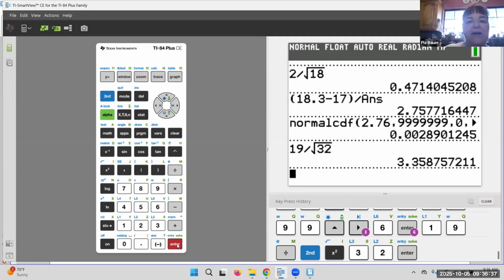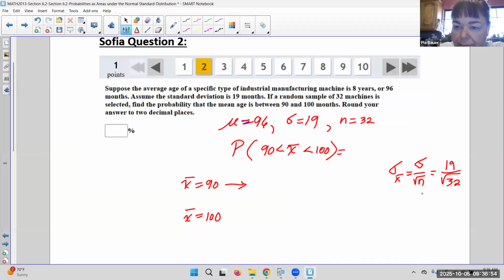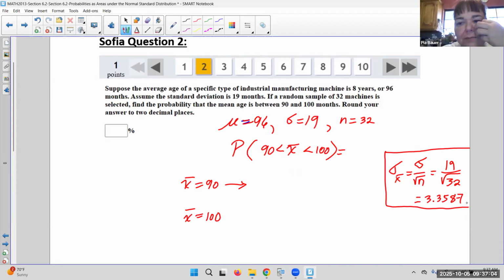And this is not my final answer, so I'm going to write down 4 decimal places, but I'm going to use that whole decimal in my calculations. So it's 3.3587. I'm going to put this in a little box because it's getting cramped in here.